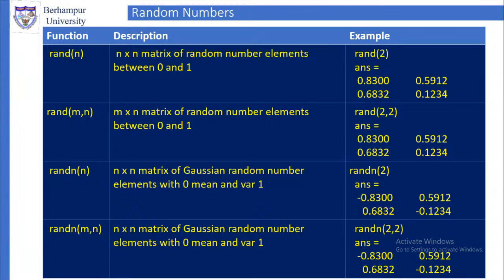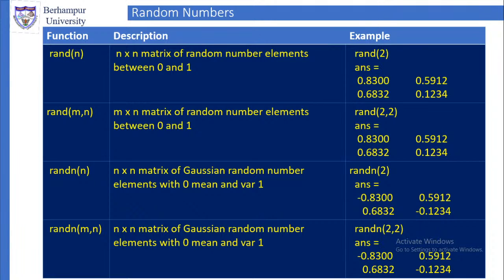If you require random numbers, these are the 4 functions which are useful to you, depending on whether your random number is between 0 to 1, which is positive including 0, or it is between any negative to positive, everything. So depending on that you can use rand or randn.